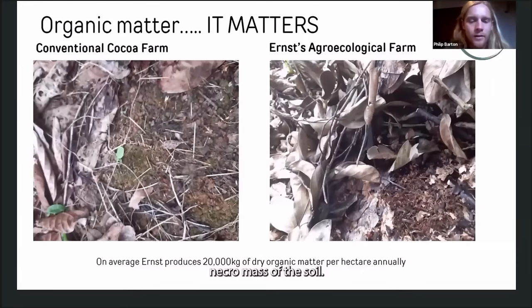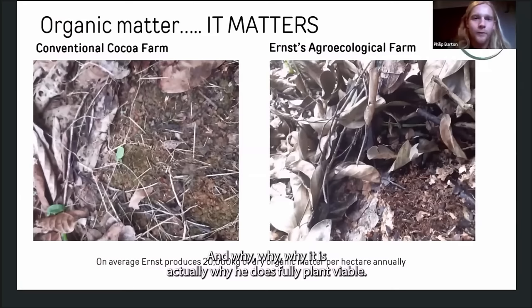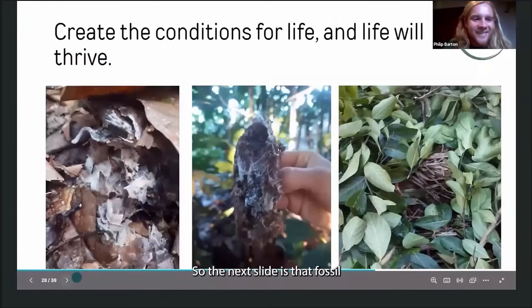And then when we have that, 1 gram of carbon holds 8 grams of water. So if we have all of this carbon coming back into our soil, there's a famous saying from Ernest that he plants water. And this is really a key driving force behind all of that, and why he does fully plant water. All right, so the next slide, if that's possible. Create the conditions for life, and life will thrive.